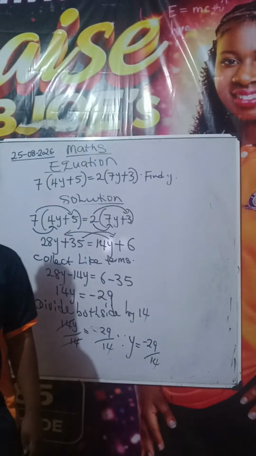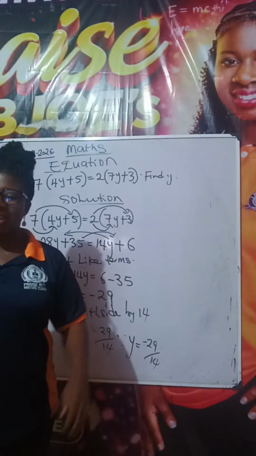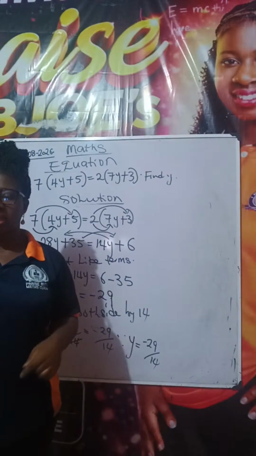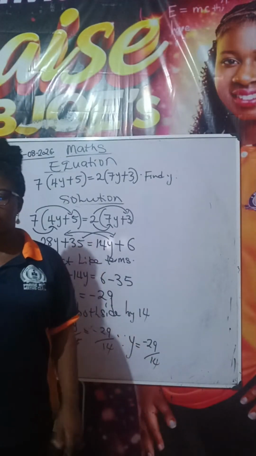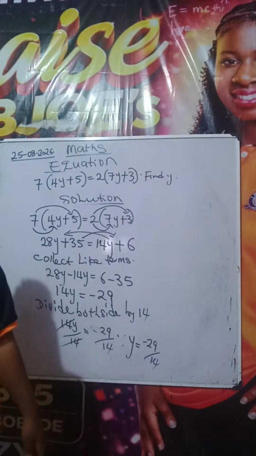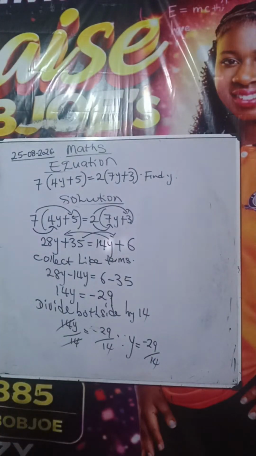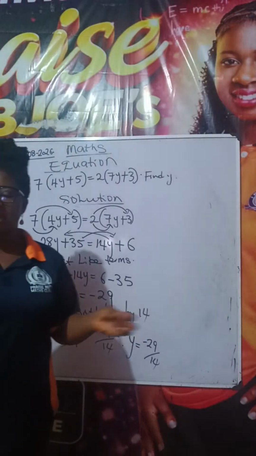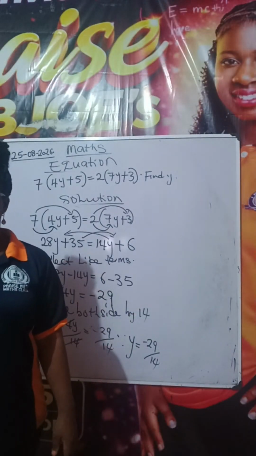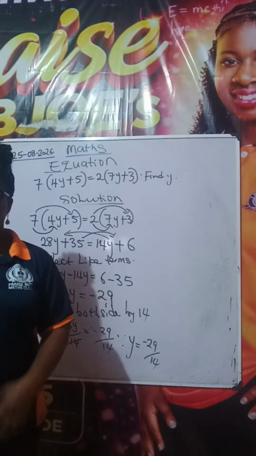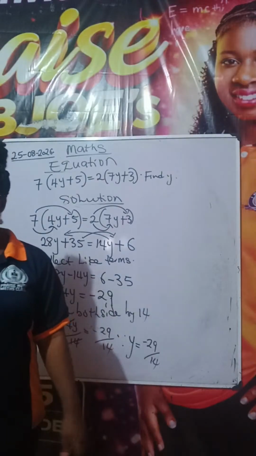Minus 29 and 14, Jackson, which one is bigger? Minus 29, you can't see the board. 14 is bigger because the 29 is carrying minus. Did you get it? So we'll just leave it like this because we can't simplify. So we can't divide it. So it's going to remain like this.